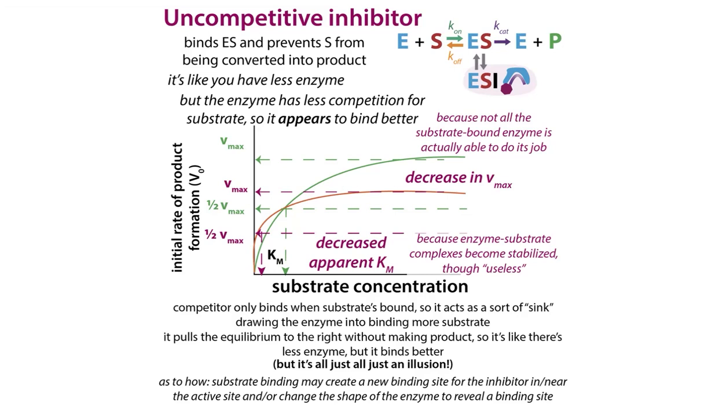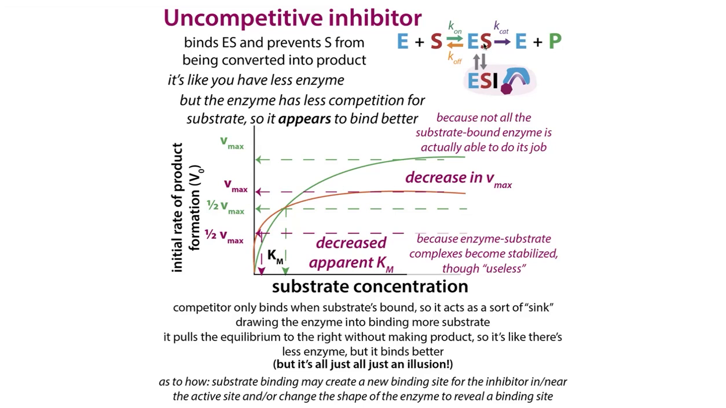So because you're keeping the enzyme from doing what the enzyme does, you're going to decrease your apparent Vmax. However, you're going to get kind of a weird result with your Km. Because what you're going to be doing is drawing the enzyme substrate complex to the right. Good old Le Chatelier's, it's going to look like you're increasing the affinity of the enzyme for the substrate because you're going to be kind of pulling it out here.